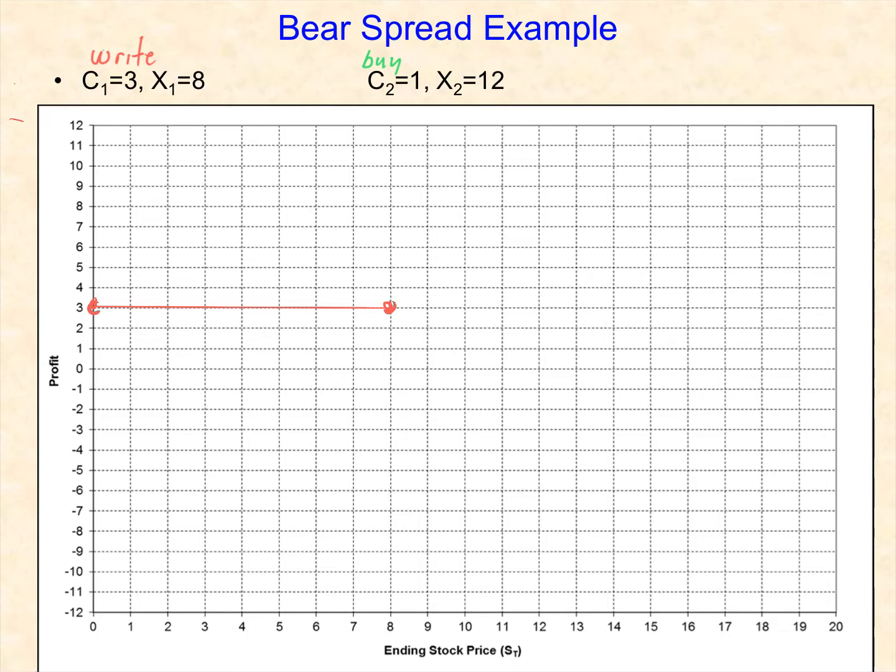Once the stock price rises above 8, the option goes in the money, but as the writer of the option, we will lose money. So we can use our one-to-one technique to show us what our profits will be at varying stock prices between $8 and $20. So here's the first part of the position. Write call number 1.